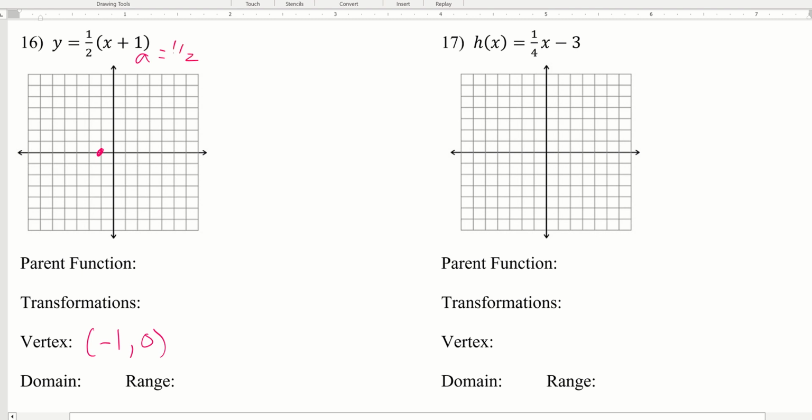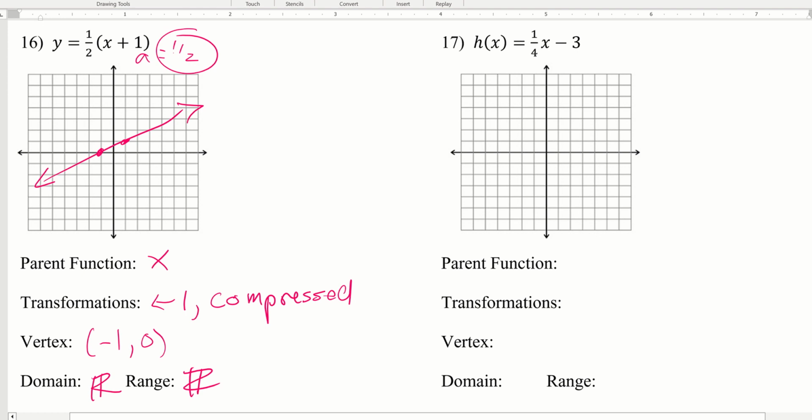So that's just my slope. So I rise 1, run 2. So that's it. The parent function is just x. Transformation is how do I get to this point? Well, I went to the left one. Is my a anything besides 1? It is. It's a half, so it's smaller, right? So it's compressed. And then our domain and range, easy peasy for a line.